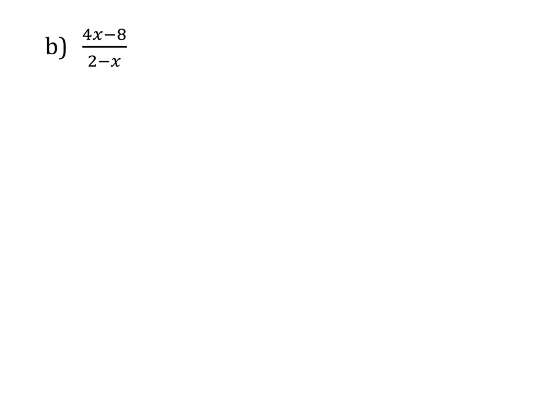For this example, I'll rewrite it so it's bigger. So we have 4x minus 8 divided by 2 minus x. Okay, my numerator is easy to factor. They're both divisible by 4. I'm left with x minus 2.